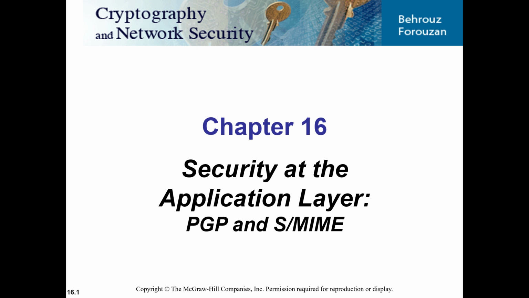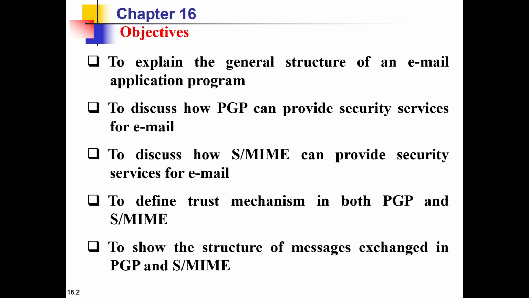So moving towards the objectives of this chapter, the first one is we'll see the general structure of an email application program. Next we will see what security services PGP provides. Then we'll discuss the same for S/MIME, and next we'll see the trust mechanism for both, and in the end we'll see the structure of the messages exchanged in PGP and S/MIME.